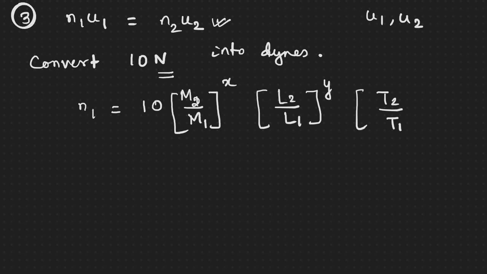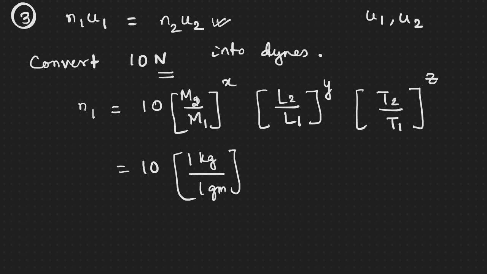Okay. So I think you can correspond to it. X, Y, Z, the value we need to discover or find out. Now what is M2? It is actually 1 kg in the SI system, and what is M1 in the CGS system? It is 1 gram, right? I will simply write it like that.